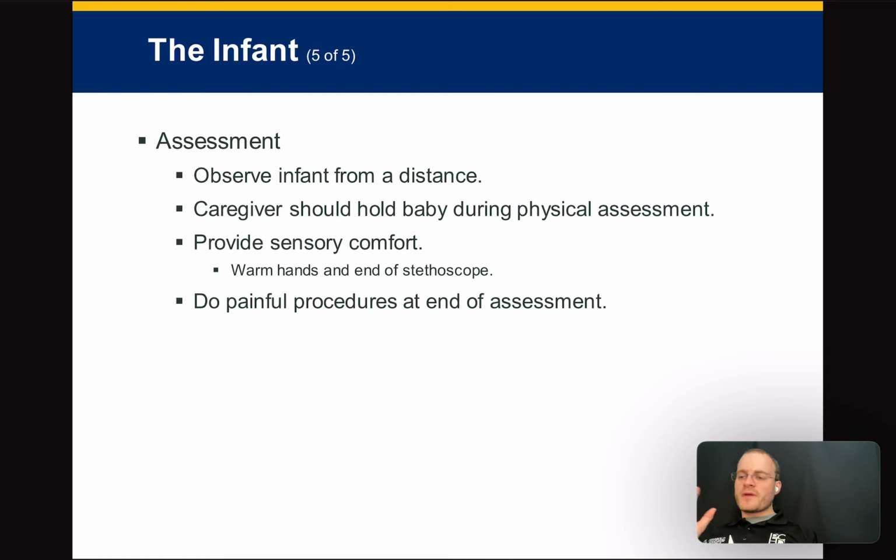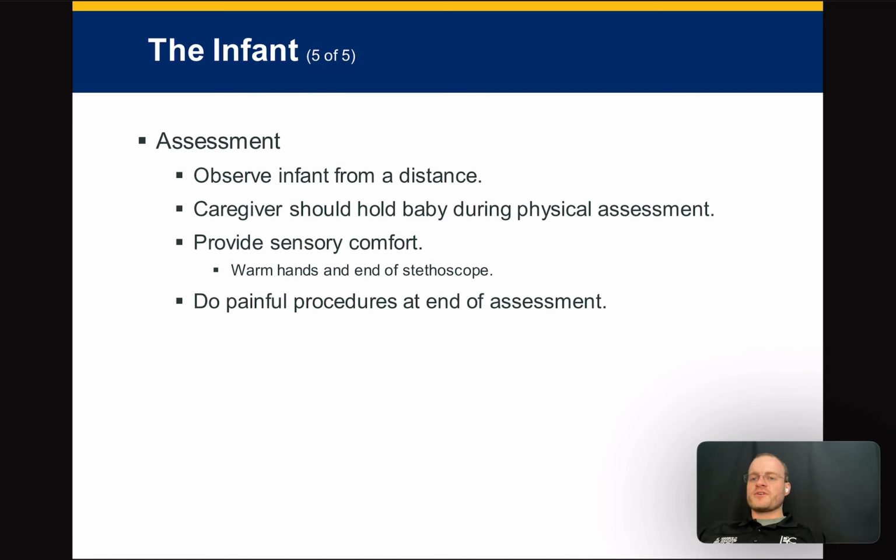It's not as common for a baby to cry just from looking at them, although I've done it, right? Sometimes they just see you and they just start crying. But observe infants from a distance. Caregivers should hold the baby during the physical assessment. That is a very good tool that I mentioned earlier. It consoles the baby. It makes them comfortable.